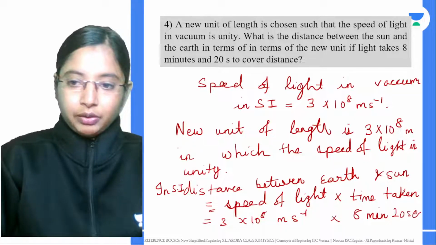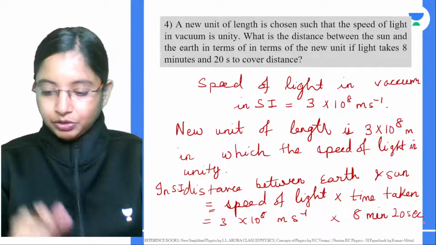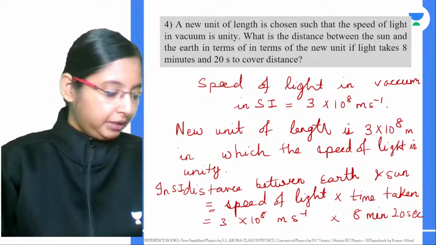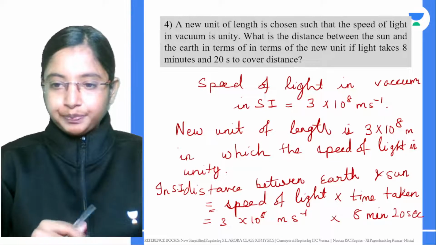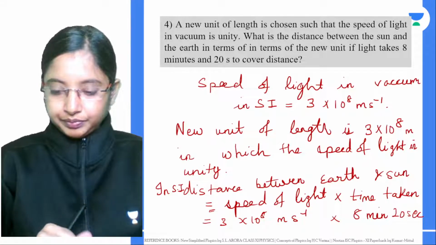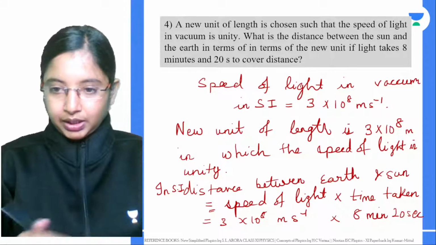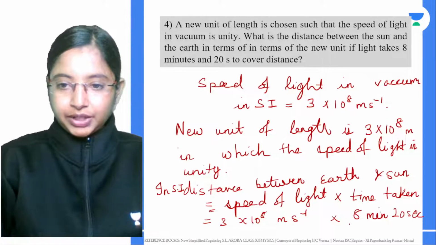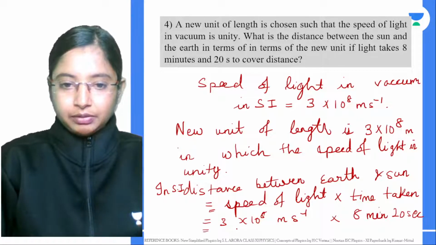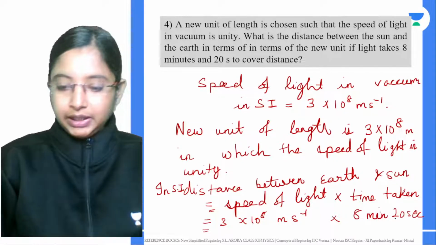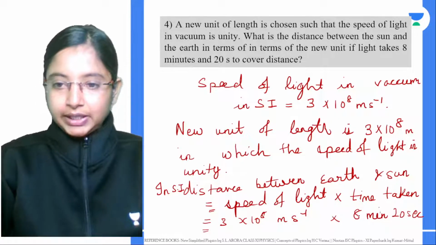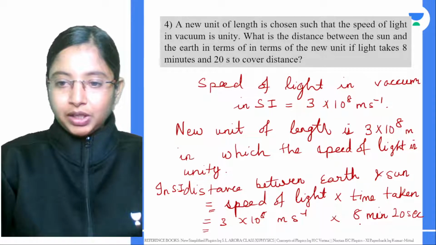Now 8 minutes 20 seconds in terms of seconds, how much will you get? If you want to convert minutes to seconds, then you will basically multiply the minutes by 60, right? 8 minutes is basically 480 seconds. How do I get that?